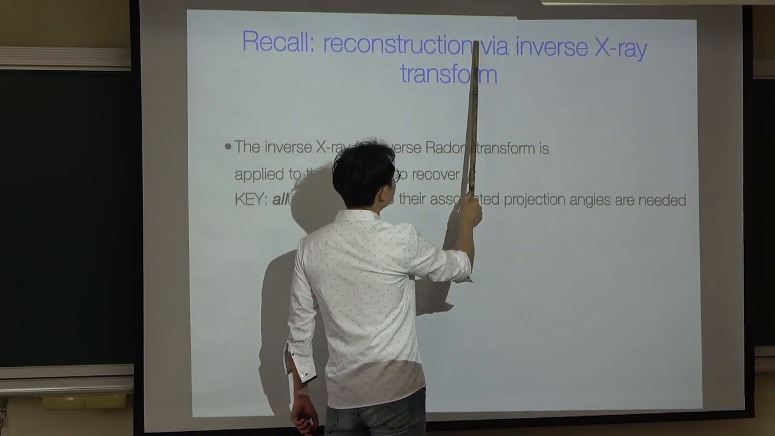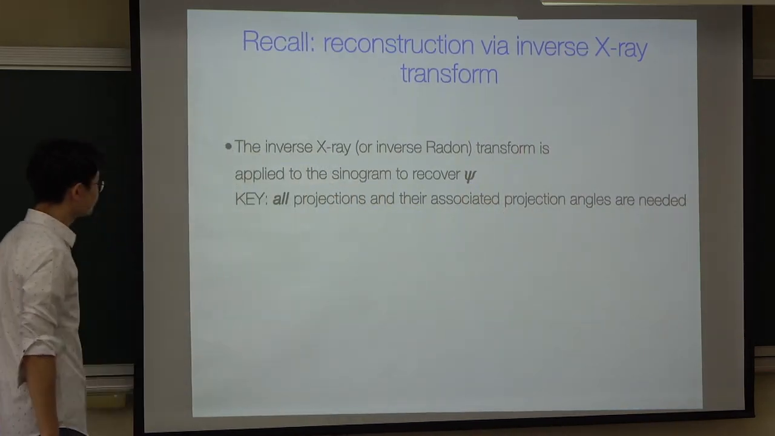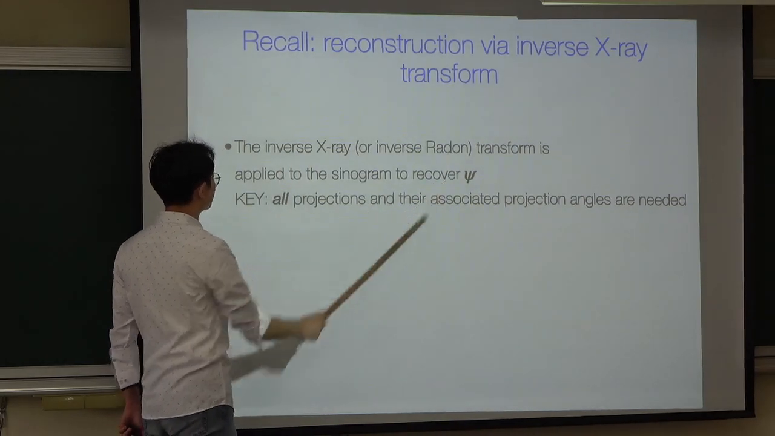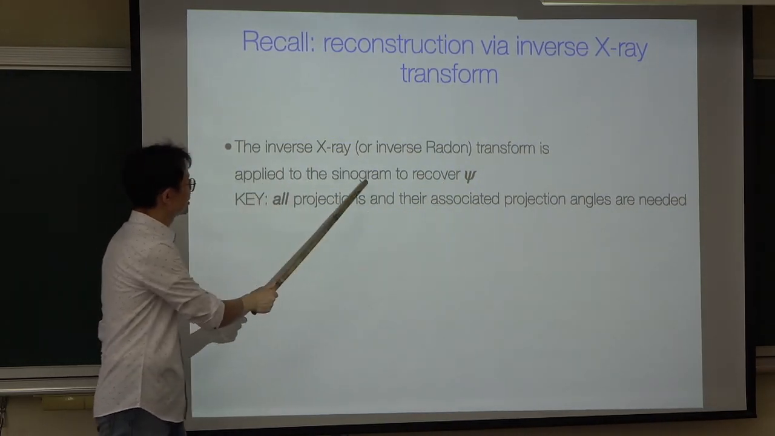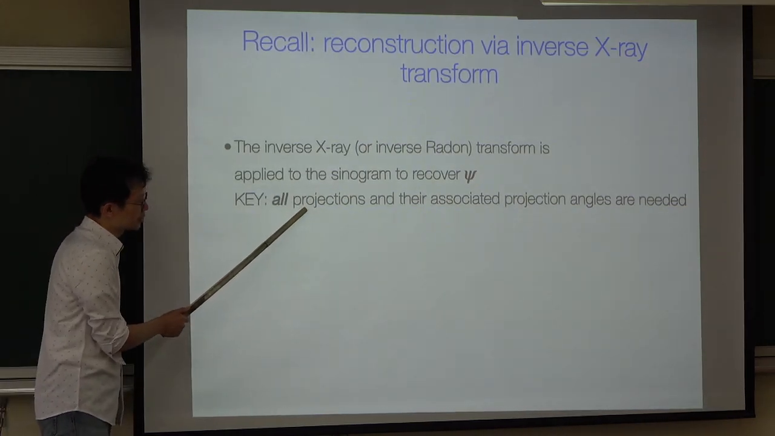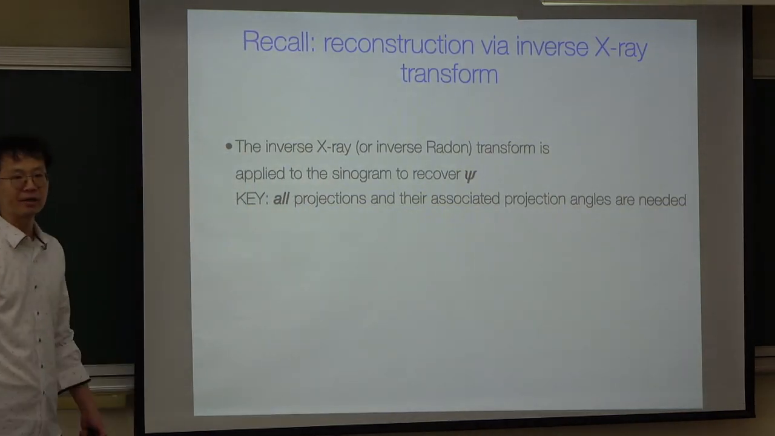A very quick recall, although we will not go into details, about how to reconstruct the original signal psi, which we have interest in, from the sinogram via the inverse X-ray transform, or inverse Radon transform. You can apply it to the sinogram to recover psi. The key is that you need all projections and their associated projection angles. Otherwise, you cannot do the recovery.